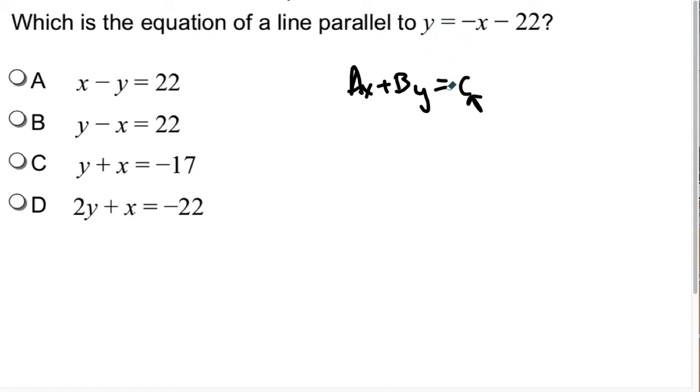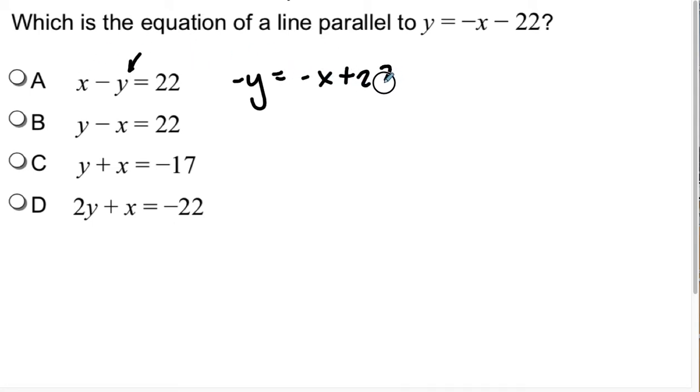Okay, so in order for it to be parallel, you first need to identify if they have the same slopes. So what I could do here is change all of these into slope-intercept form and compare it with this line right here. All right, so we have here -y is equal to, I'm going to move this x over to the other side, so that's -x plus 22.